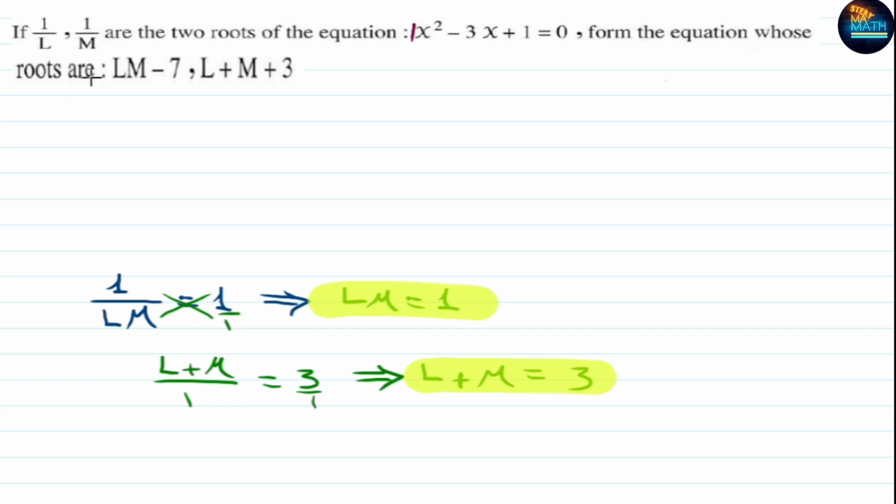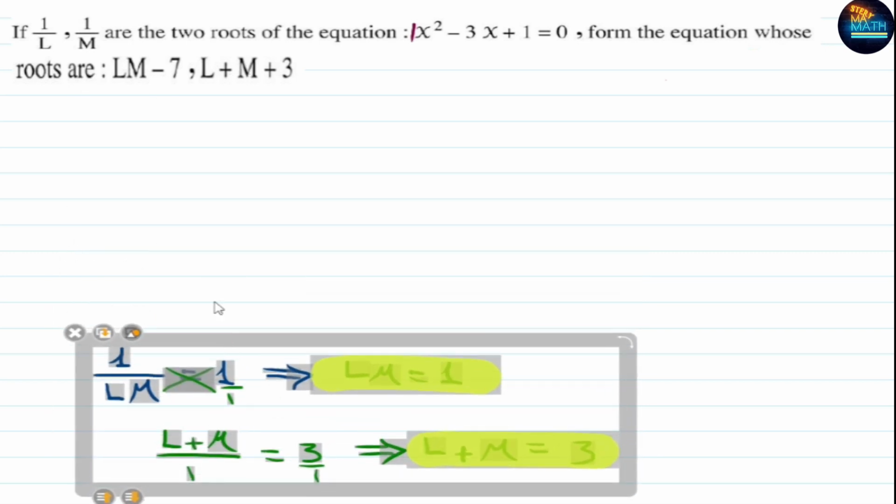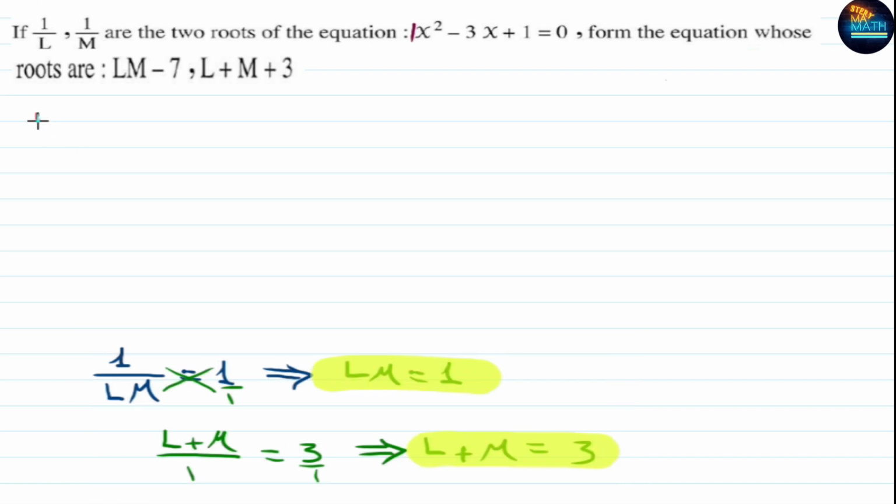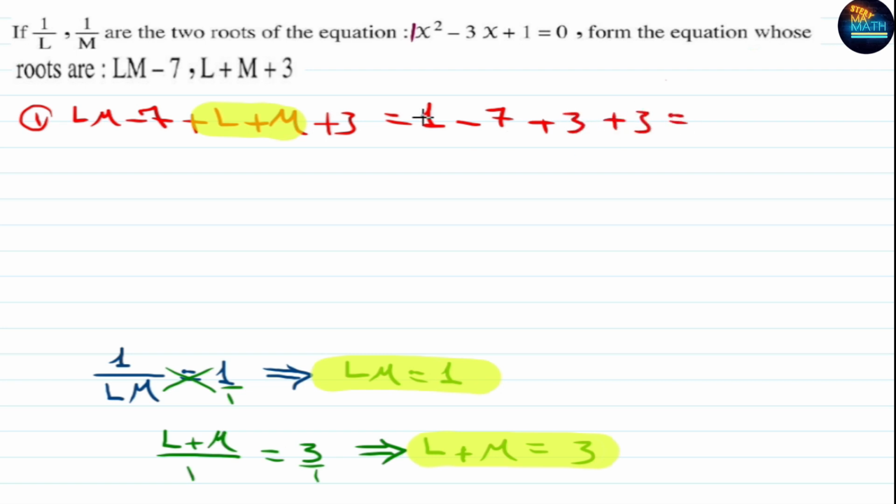you can get the sum of these two roots and the product of them. So we need LM minus 7 plus L plus M plus 3 to get the sum. Now we have LM, which is 1, minus 7 plus L plus M, which is 3, and then plus 3 also. 1 minus 7 is negative 6, and then plus 6 is equal to 0. So the sum of these two roots is equal to 0.